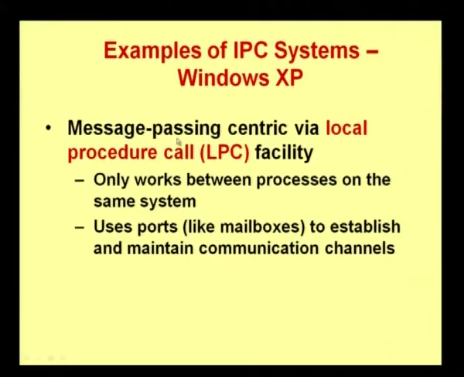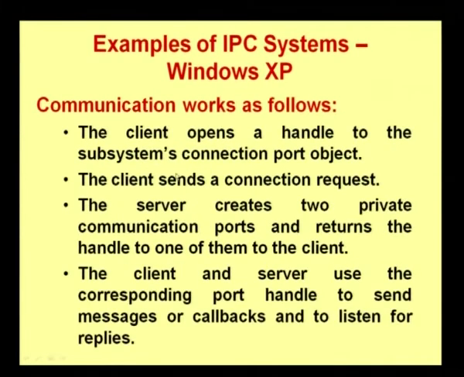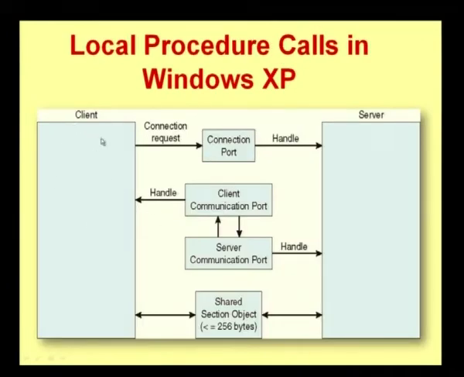Then let us see an example of inter-process communication with respect to Windows XP. Here, in Windows XP, the message is passed via a local procedure call. It works only between processes on the same system. It uses ports. A port is nothing but a mailbox to establish and maintain a communication channel. We will see it on a diagrammatic basis. The communication works as follows. This is the client and this is our server.